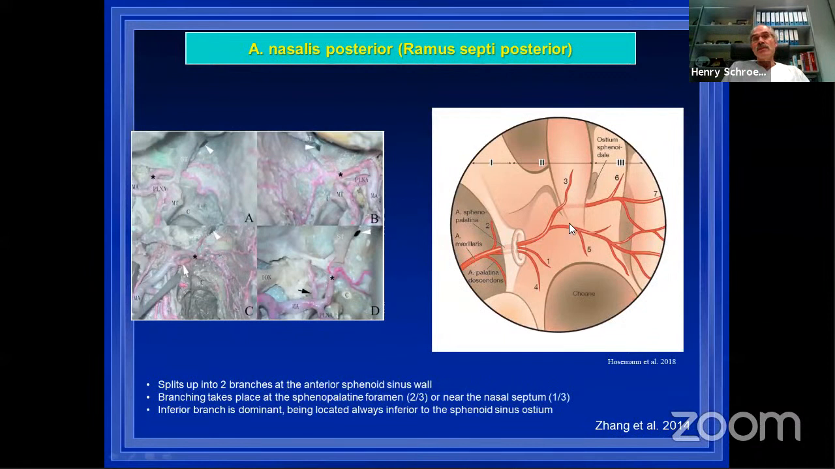You see the vascular supply of the nasoseptal flap is by the dorsal nasal arteries, which are branches of the sphenopalatine artery. Sometimes you have just 1, but most of the time you have at least 2 or 3.